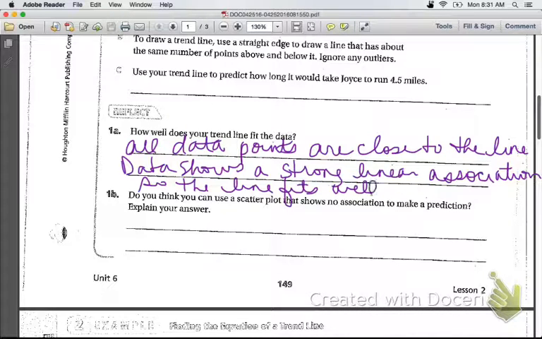Okay, do you think that you can use a scatter plot that shows no association to make a prediction? And the answer would be no, because if you have no association, there's no relationship between the variables and there is no pattern. So we cannot predict. But when we have a line of best fit and it is a strong association, we can make a prediction.